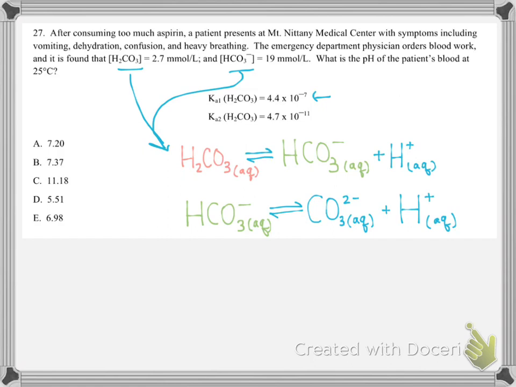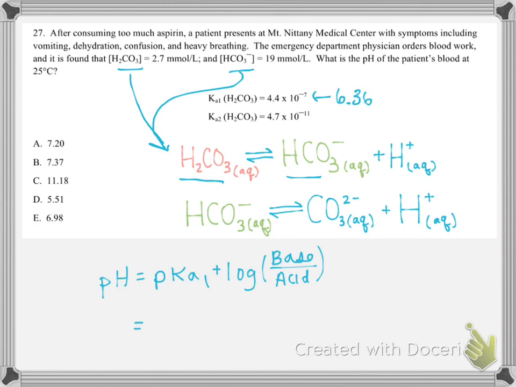And so what they've given us is this weak acid, carbonic acid, and some amount of its conjugate. So we have weak acid, conjugate base. So we have a... Buffer alert! Buffer! And we can use Henderson-Hasselbalch equation, which is pH equals pKa plus the log of our amount of base divided by our amount of acid. And we're just going to use pKa1 to solve this. And that pKa1 is 6.36. So we can go ahead and set this up.